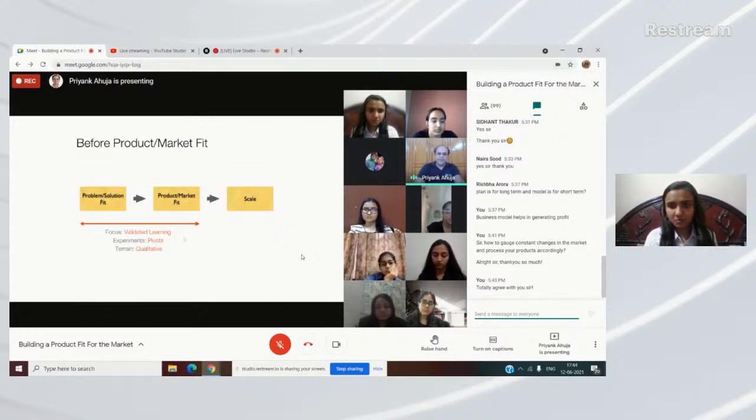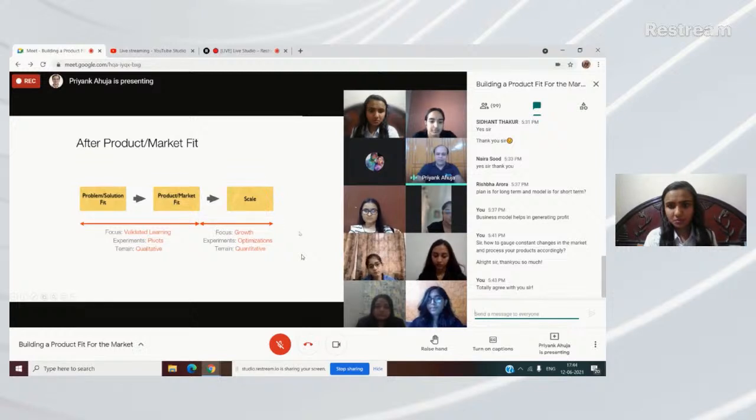Whereas in the second stage, after product market fit, your focus should be on growth: how you can acquire new customers, how you can retain existing customers, and now the focus is on the numbers. That is your quantity. That's how your strategy will change before and after product market fit. So these are the fundamental questions you need to consider while creating any product market plan.